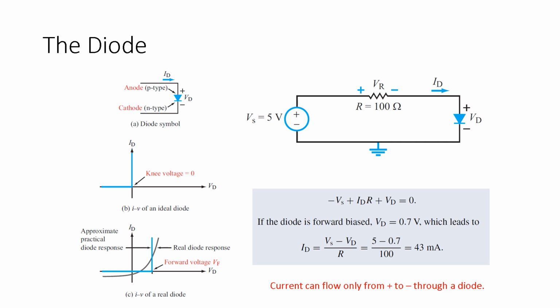So with this simple circuit, we can do Kirchhoff's voltage law going around that circle. And so we have 5 volts minus IR minus VD. Or you can flip the signs to have minus 5 volts plus IR plus VD. And if we solve through that system, if the diode is forward biased, which means current can go through, and VD equals 0.7, then the ID, or the current through that diode, is going to equal 43 milliamps.